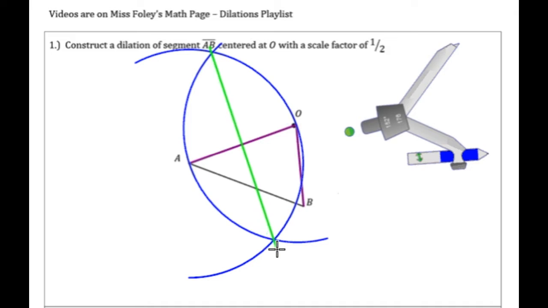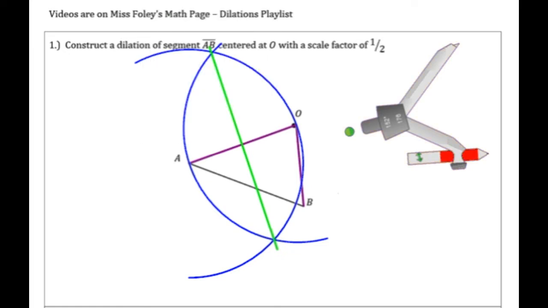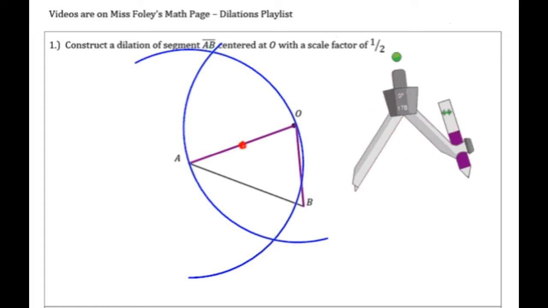So you just line your straight edge up where the two arcs intersect, and then you're just going to put a point where that segment that you just drew intersects segment OA. So I would put the point here. So again, you guys won't have that green line, but you'll have that point. Okay, I was able to get rid of the line.